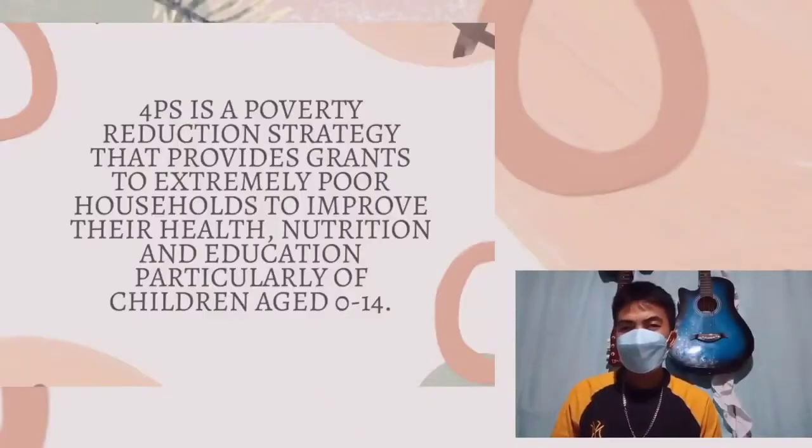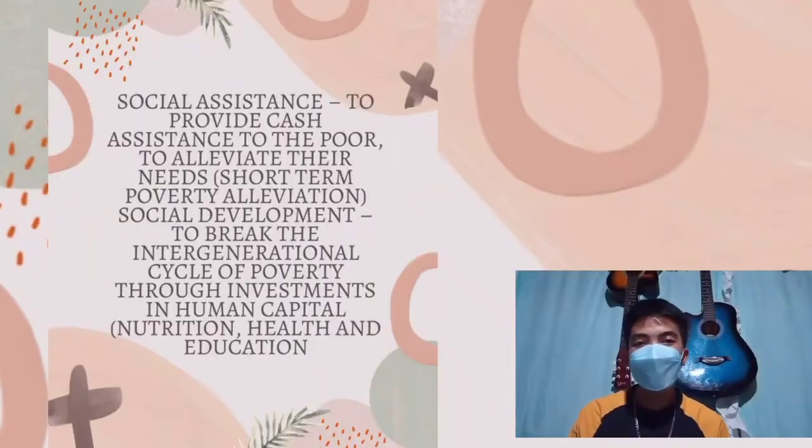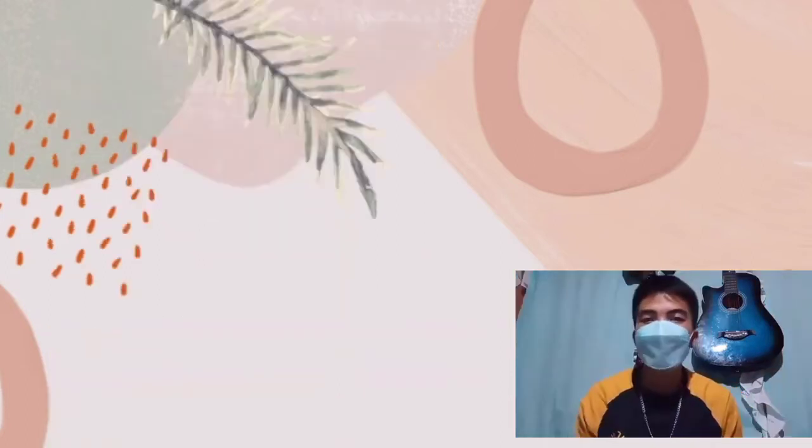Now, let's move on to the other information about the 4Ps program. 4Ps is a poverty reduction strategy that provides grants to extremely poor households to improve their health, nutrition, and education, particularly of children aged 0 to 14 years old. 4Ps has dual objectives: social assistance and social development. Social assistance is to provide cash assistance to the poor to alleviate their needs, short-term poverty alleviation. And social development is to break the intergenerational cycle of poverty through investment in human capital, in nutrition, health, and education.